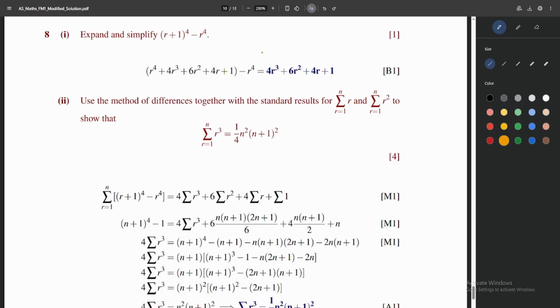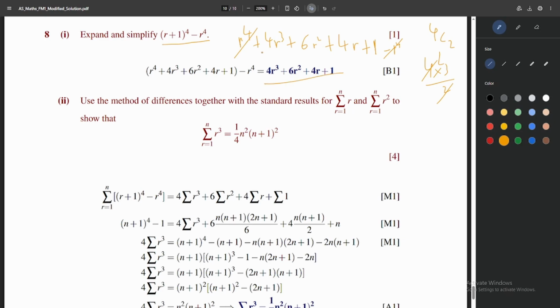Finally, last question. Over here we are given this algebraic expression, and we need to expand and simplify. This is pretty straightforward. Just one more question. First we use the binomial theorem to expand (r plus 1) to the power 4. That's r to the power 4 plus 4r cubed plus 4C2, which is 4 times 3 by 2, which is 6, so 6r squared, plus, it's symmetric, so 4r plus 1, and then minus r to the power 4. So they cut each other out and we are left with this. Very straightforward.